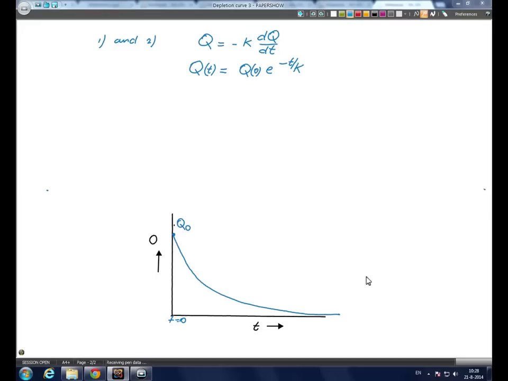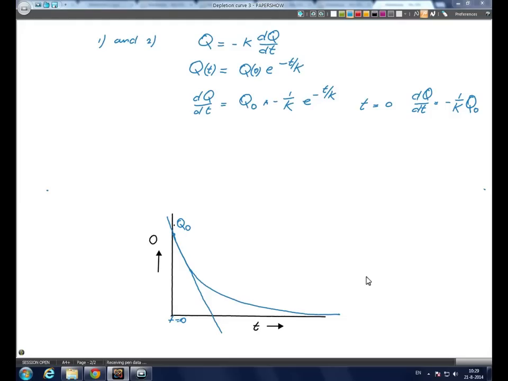At t is 0, there is a tangent. The tangent dQ/dt is Q0 times minus 1 over k, and the exponential function of minus t over k for t equals 0. This changes into dQ/dt is minus 1 over k Q0.